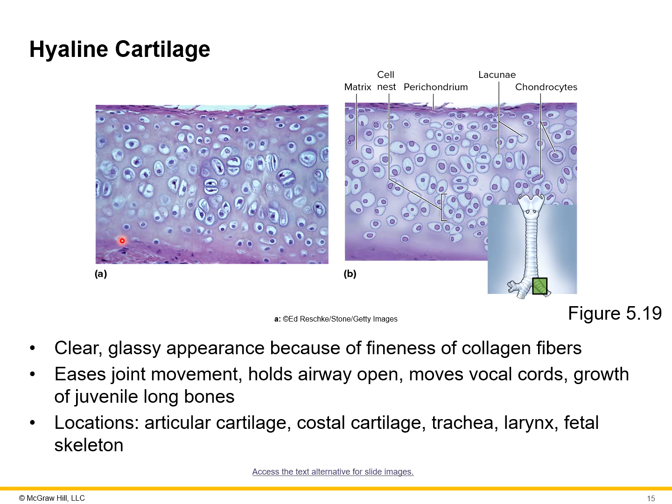This cartilage is going to ease joint movement, help hold airways open, and help move the vocal cords. So we're going to find it in the trachea and in the larynx. And we're going to see a lot of hyaline cartilage in the fetal skeleton, because it creates a framework and template for our bones to be built on. So we will talk a lot about it in the skeletal system.